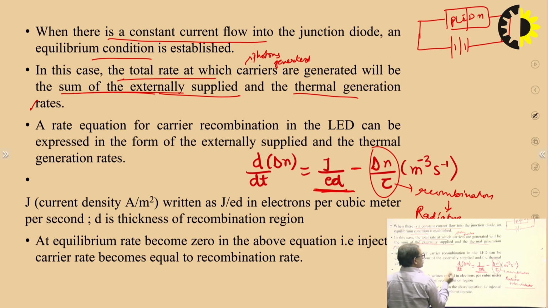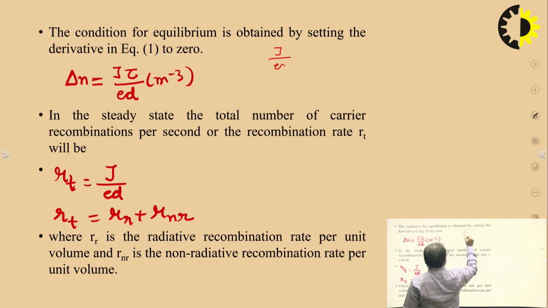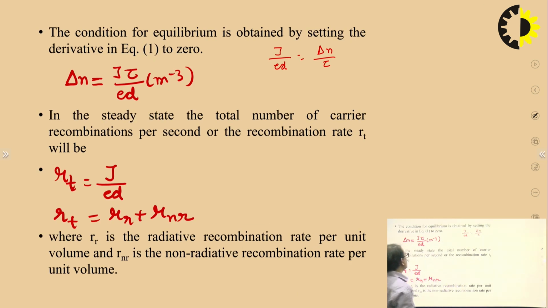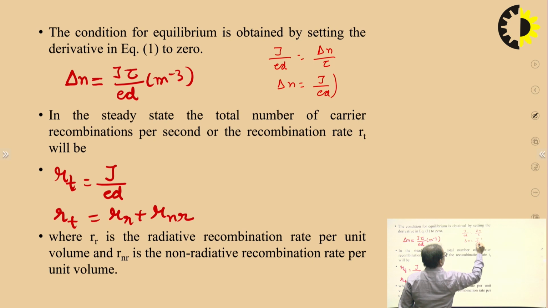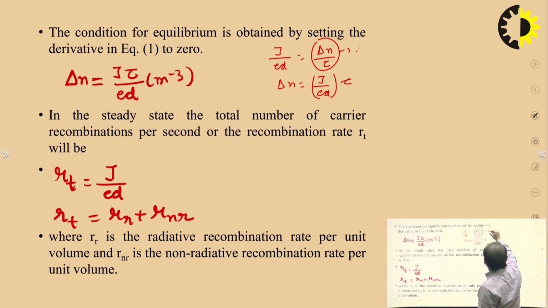When this becomes equal to 0, that is the steady state equation, that means J by ED will be equal to delta n by tau, and you can see that delta n comes out to be J by ED multiplied by tau. Now this defines the thermal generation rate, means recombination rate, and this recombination rate consists of radiative plus non radiative.